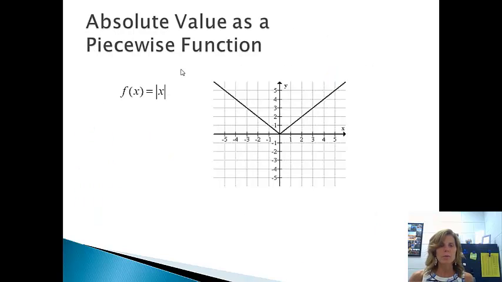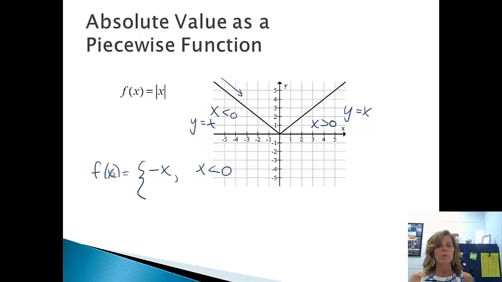Right, the last one that I just wanted to quickly show you was the absolute value function, that it actually is a piecewise function. If you look at this first piece, when x is less than 0, we have the line y equals negative x. And then when x is greater than 0, we have the line y equals x. So we actually can break that up into a piecewise function.